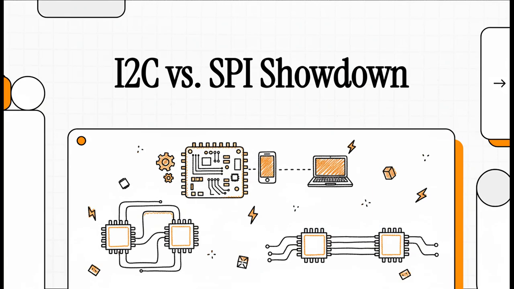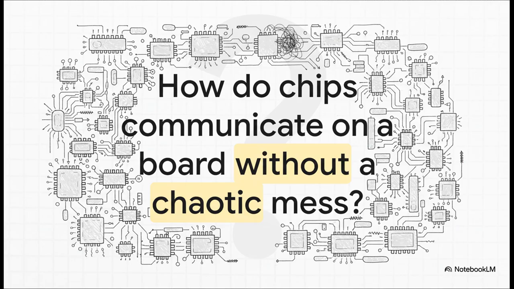Welcome to The Explainer. Today, we're going to decode a secret conversation that's happening right now, inside basically every electronic device you own. It's the hidden language of computer chips, and once you get it, you'll see modern electronics in a whole new light. So, let's just dive right in.